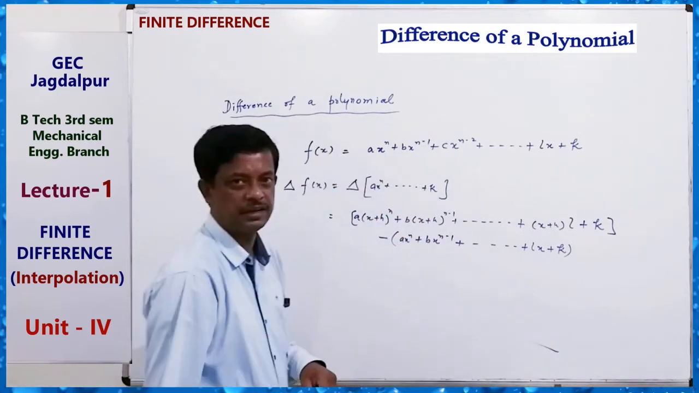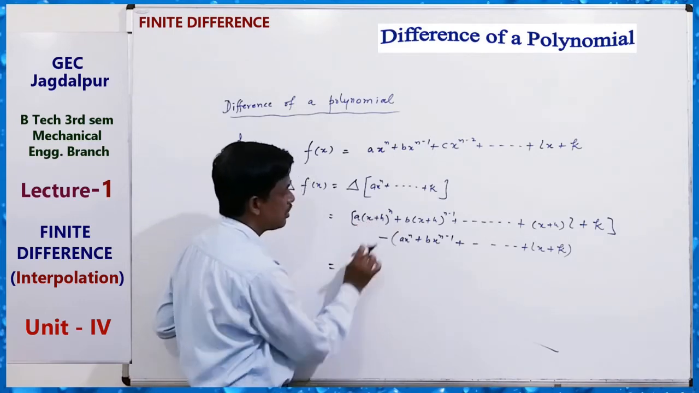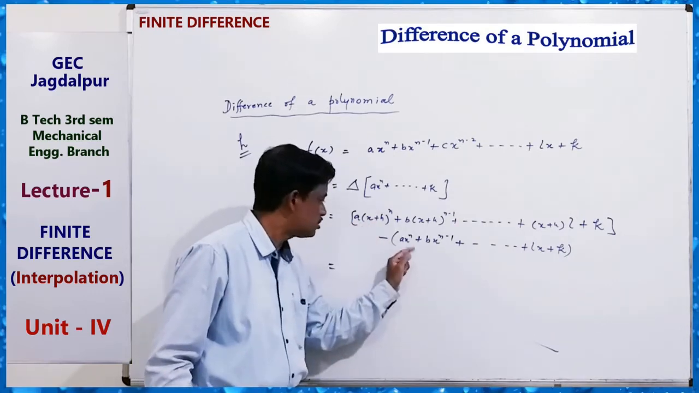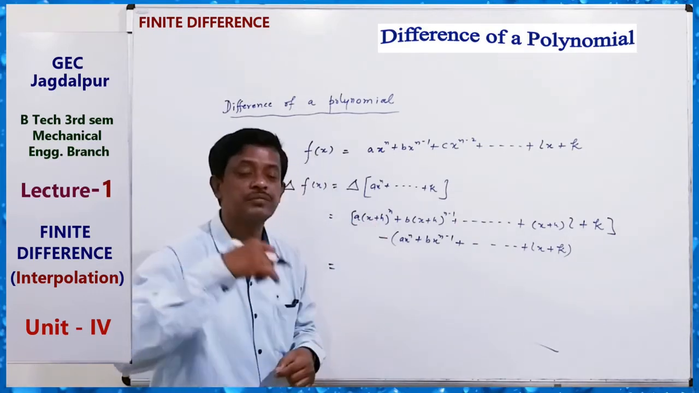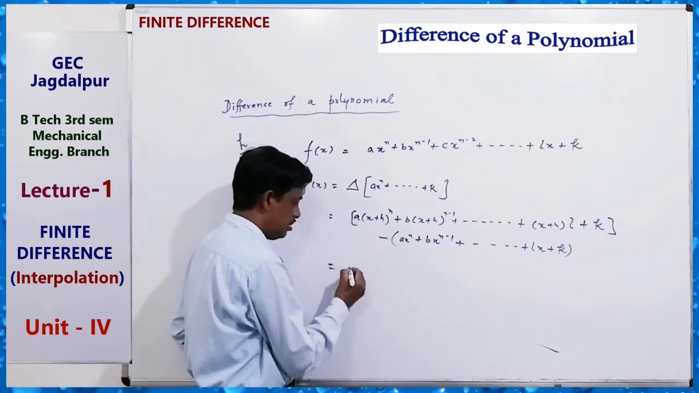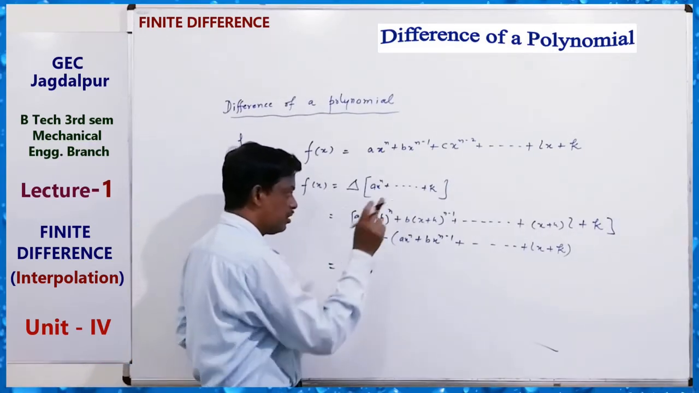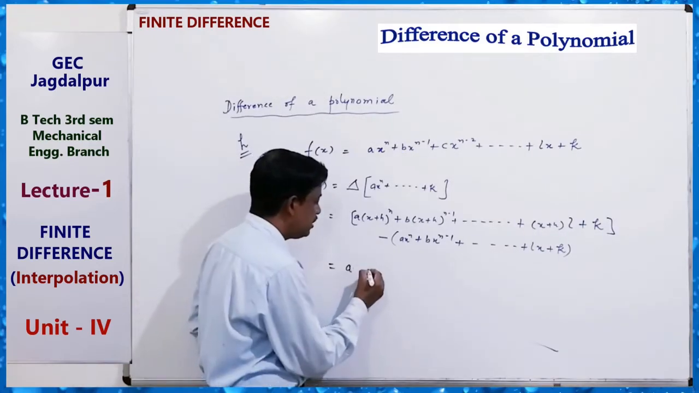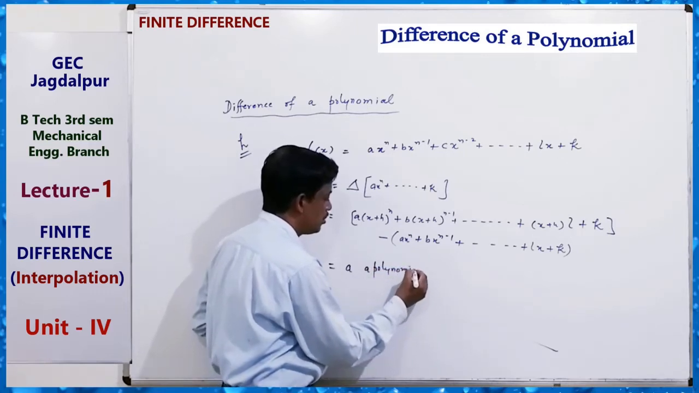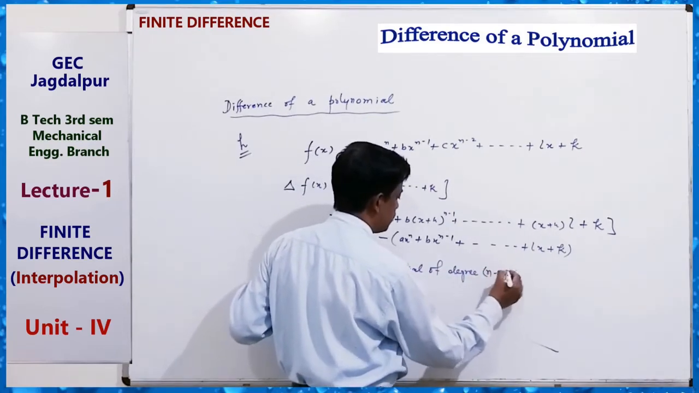Just we can differentiate it. Now here we can see that for a x plus h to the power n, if binomially expanded, the first value will be a into x to the power n, and a into x to the power n will be cancelled out. The second term will be x to the power n minus 1. So it will be a polynomial of degree n minus 1.